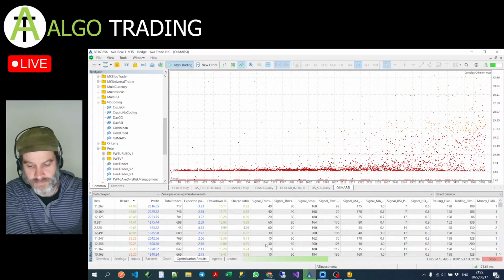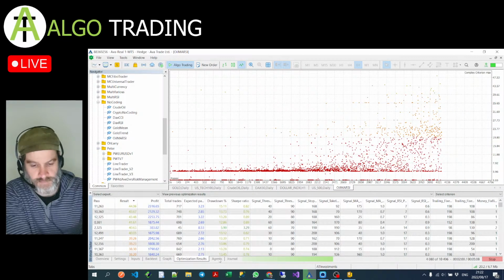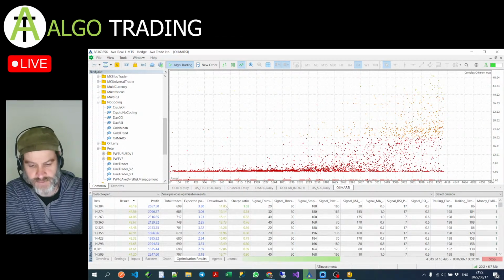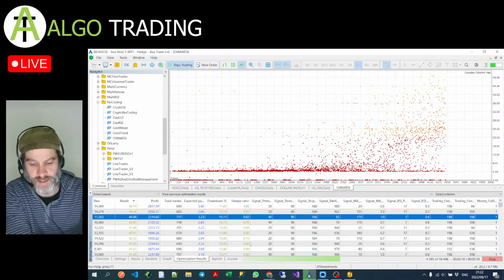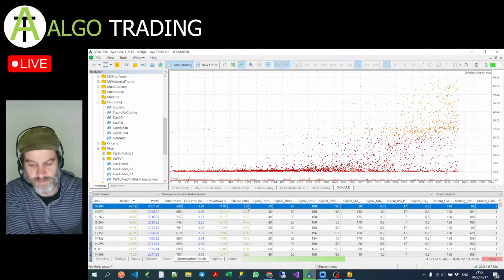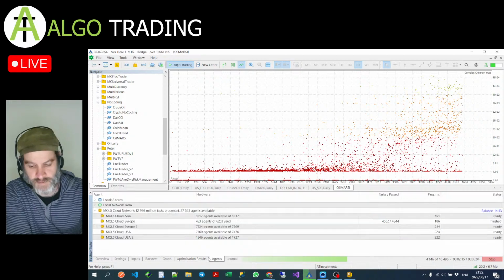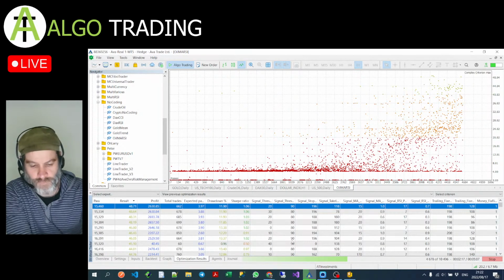Seem to be getting a little bit better results on the 1 minute. Let this run through, maybe we could get something here. Yeah, the results are a bit low, but the drawdown's decent for a 1 minute scalping strategy, and the Sharpe ratio is quite high. We'll just let this finish.